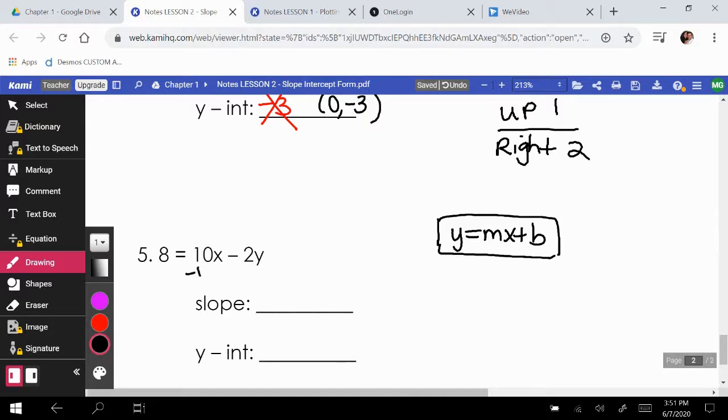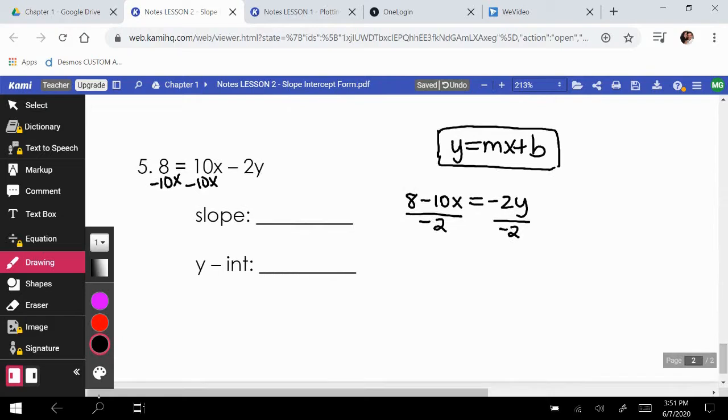Okay, the first thing I'm going to do is subtract 10x on both sides. So I would end up getting 8 minus 10x equals -2y. And then in order to get y by itself, I have to divide both sides by -2. Okay, so everything is going to be divided by -2. What is 8 divided by negative 2? That's going to be negative 4. What is negative 10 divided by negative 2? That's going to be a positive 5x. And then we would have that equal to y.